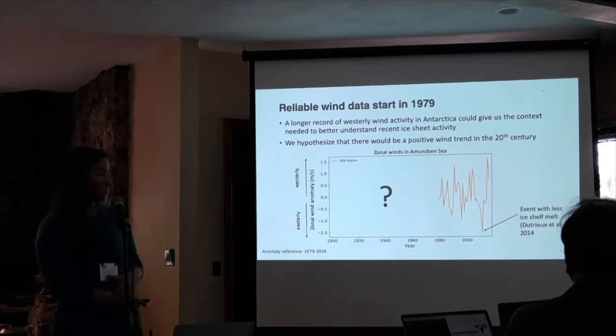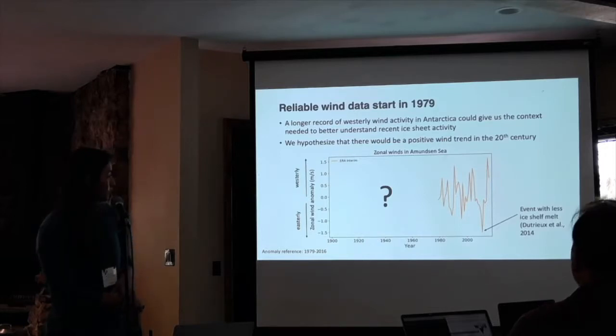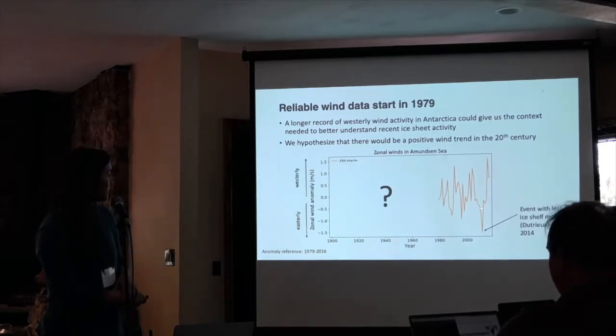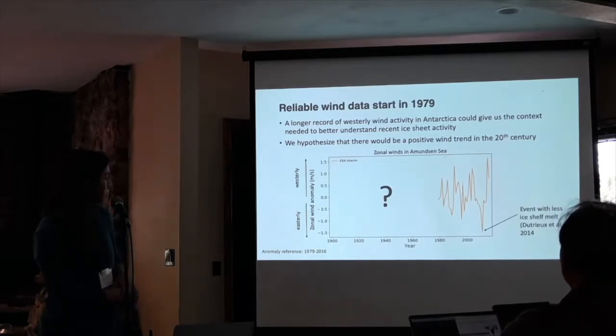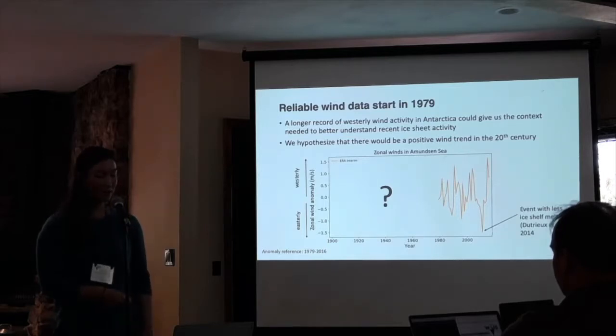But we currently don't have the data available to support this hypothesis, since reliable wind data starts in 1979. So plotted here are ERA-Interim winds, the zonal wind anomaly. A more positive zonal wind anomaly means a more westerly wind. So based on what we know, we would expect to see a positive trend, meaning that the winds are becoming more westerly in recent decades. But you can see we don't have much data here to find any sort of discernible trend.